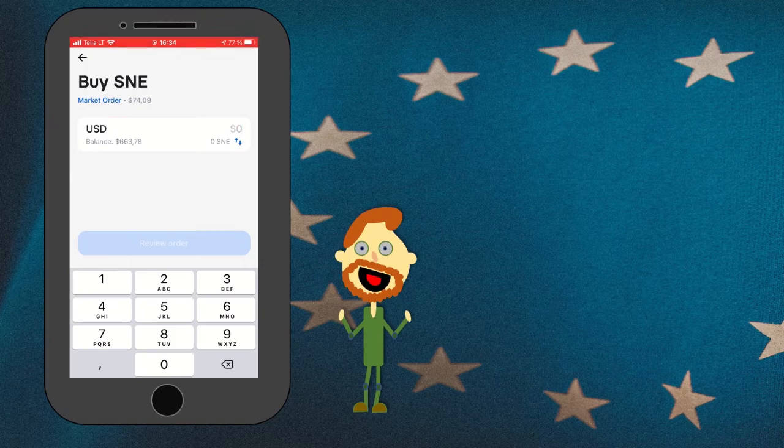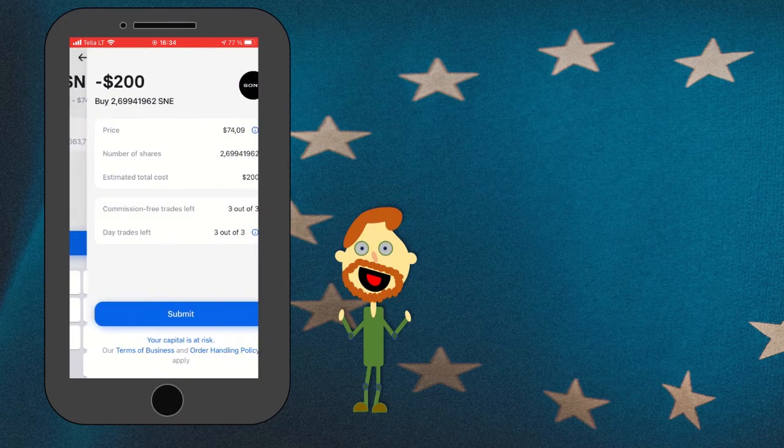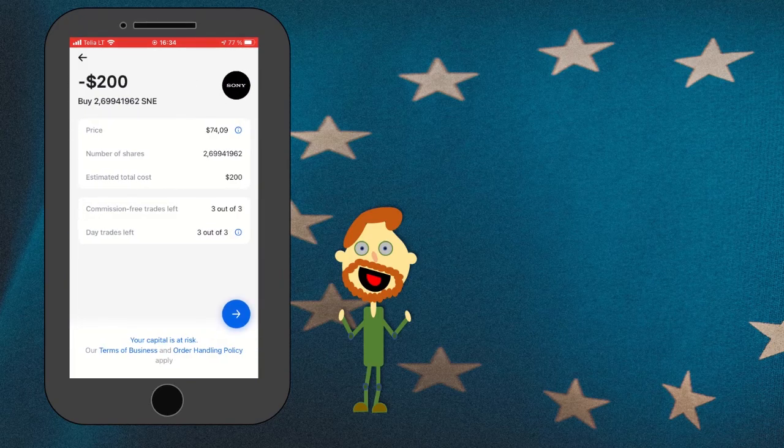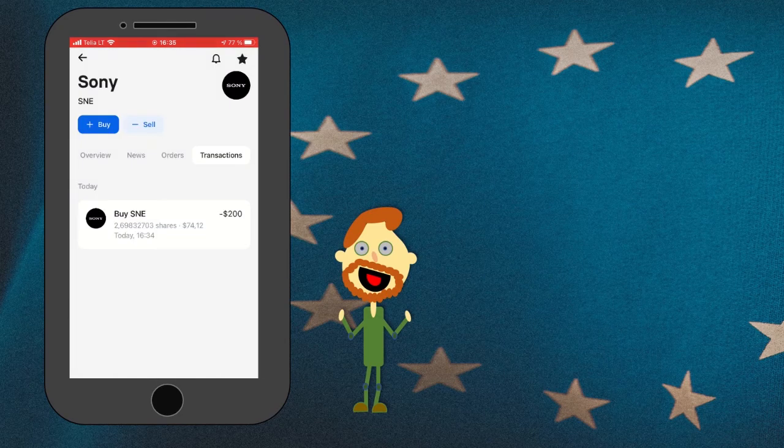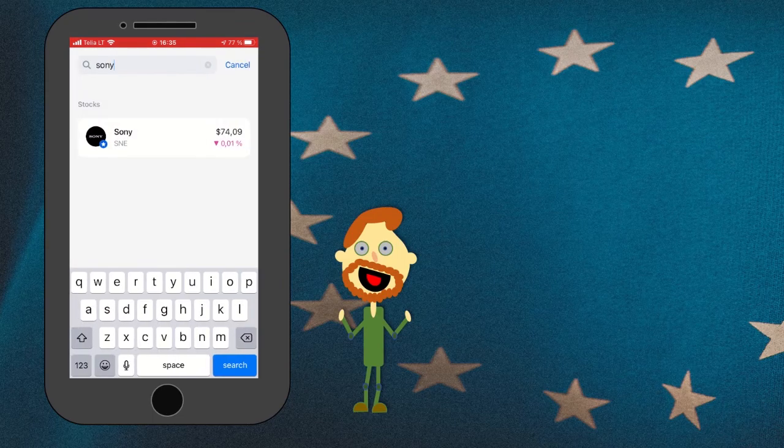So the first stock that I am buying is Sony. I place an order for $200 and execute it. As you can see, I still have 3 out of 3 commission-free trades left from my regular account.